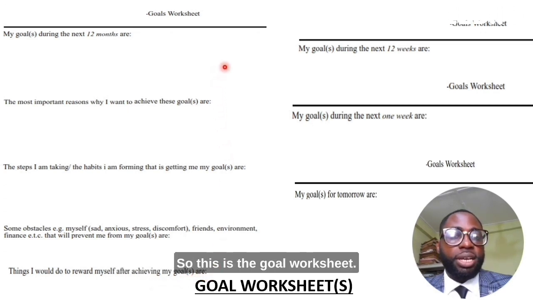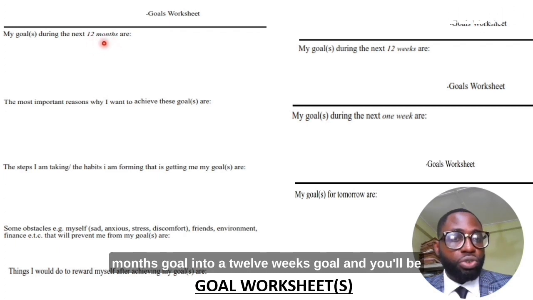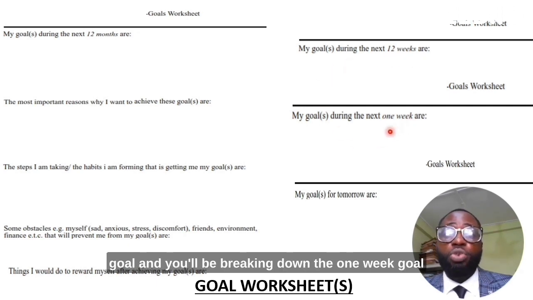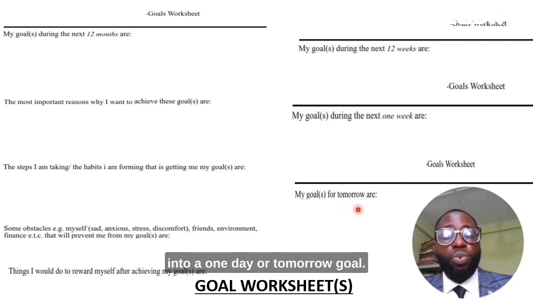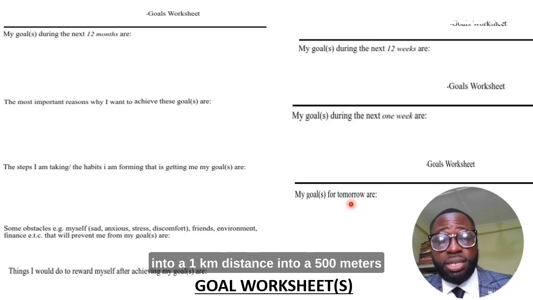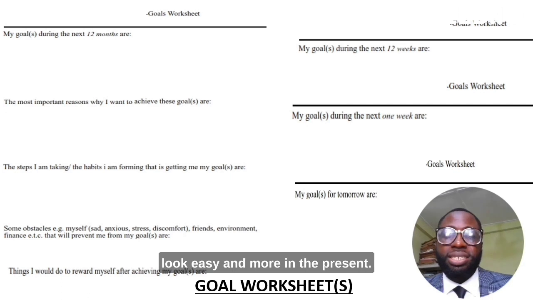So this is the goal worksheet. The aim is that you are breaking down the 12 months goal into a 12 weeks goal, and you'll be breaking down the 12 weeks goal into a 1 week goal, and you'll be breaking down the 1 week goal into a 1 day or a tomorrow goal. The aim is to reduce that 5 kilometer distance into a 1 kilometer distance, into a 500 meter distance, into a 1 meter distance to make it look easy and more in the present.